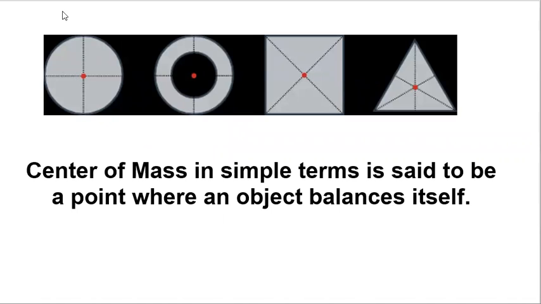Suppose we have a disk. So this is center of mass. This is a disk, but there's a hole in between. So this is center of mass. This is a square. So where the diagonals will intersect, this is the center of mass. For a triangle, the centroid will be center of mass.